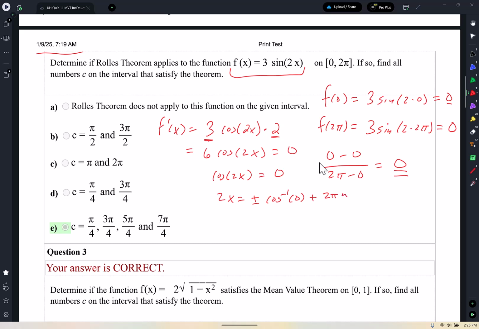You don't have to do plus minus if you don't want. You can say pi over 2 and 3 pi over 2. But plus minus takes care of both answers, because pi over 2 and negative pi over 2 is the same as 3 pi over 2. And then what am I going to do next? Divide everything by 2. Divide by 2, divide by 2, divide by 2. So x equals plus minus.